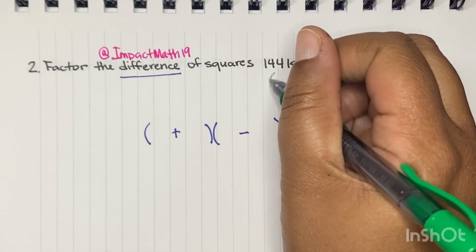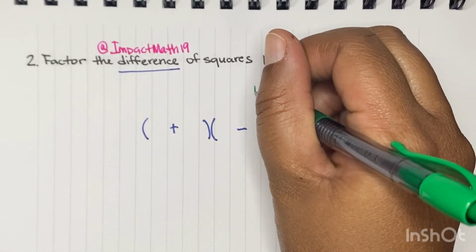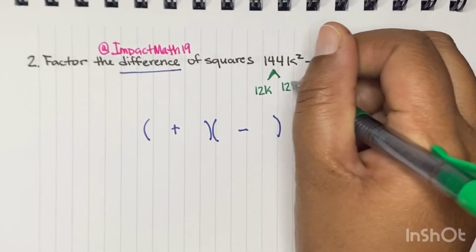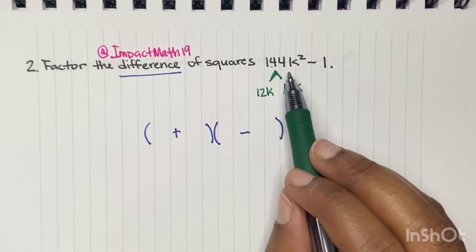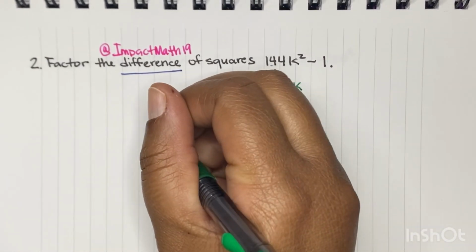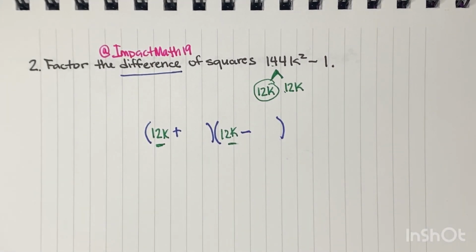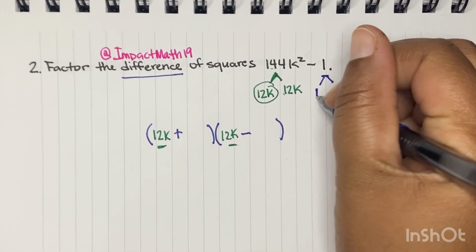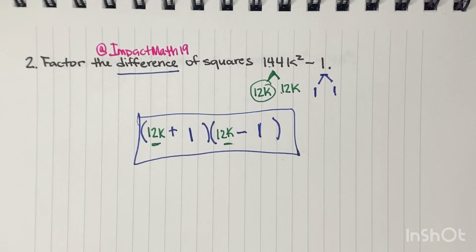Now we're going to go up to here and we're going to ask ourselves, what times itself will give you 144? Well, 12k times 12k, because k times k gives us k squared and 12 times 12 gives us 144. So this is going to go here and here, 12k and 12k. And then we're going to ask ourselves, what times what gives us 1? Well, 1 times 1 gives us 1. So we put 1 and 1 here, and this is our answer.